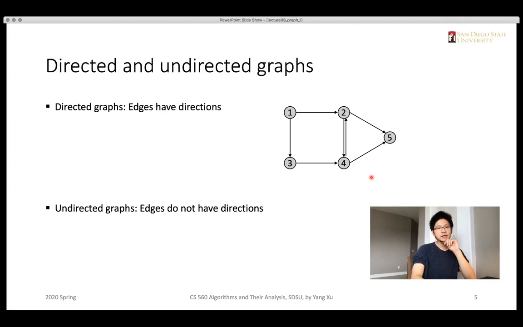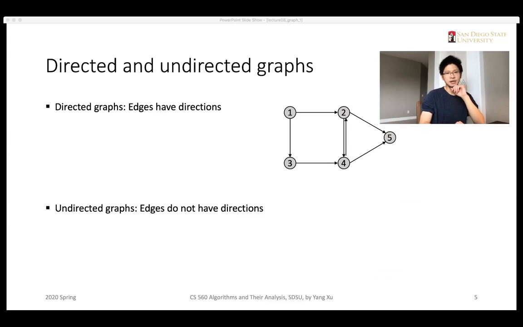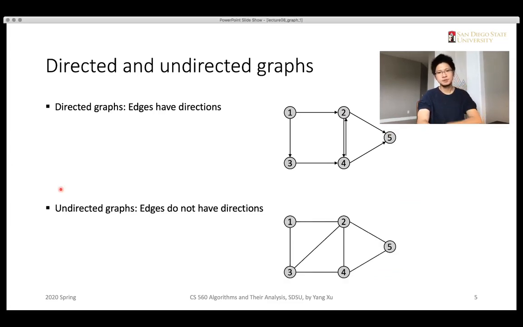And the second type of graph is the undirected graph. Basically, all the edges in it are just plain lines without arrows. Okay?